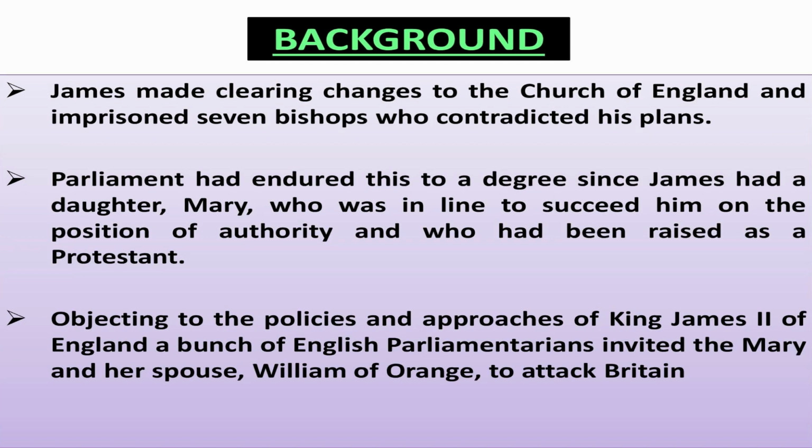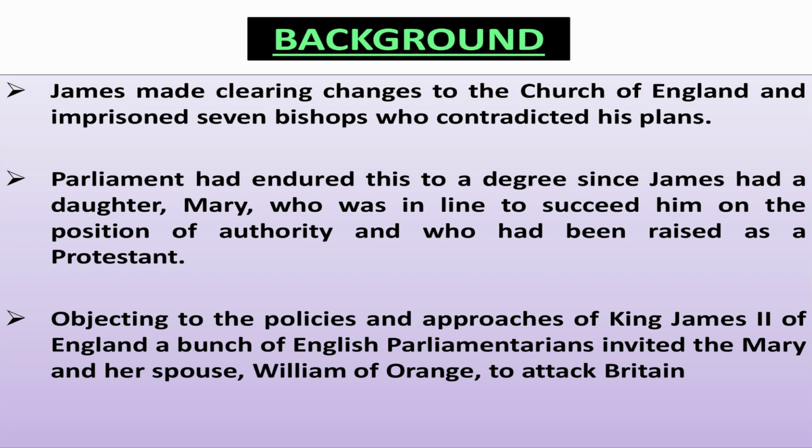James made sweeping changes to the Church of England and imprisoned 7 bishops who opposed his plans, eventually releasing them. He also kept a huge standing armed force run basically by Catholics. Parliament had endured this to a degree since James had a daughter, Mary, who was in line to succeed him on the throne and who had been raised as a Protestant.